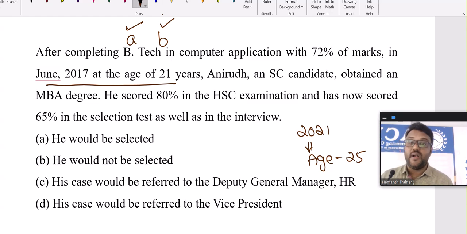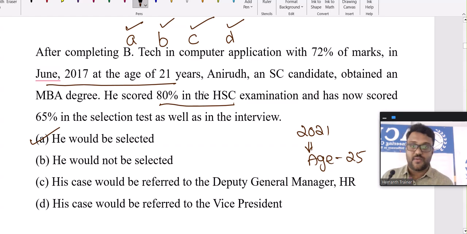D is regarding HSC, 80% required, that is also satisfied. C is regarding written test and interview. Written test 65% required. Here they mention a selection test 65. Interview 55% required and this guy is having 65, also good. So he would be selected.